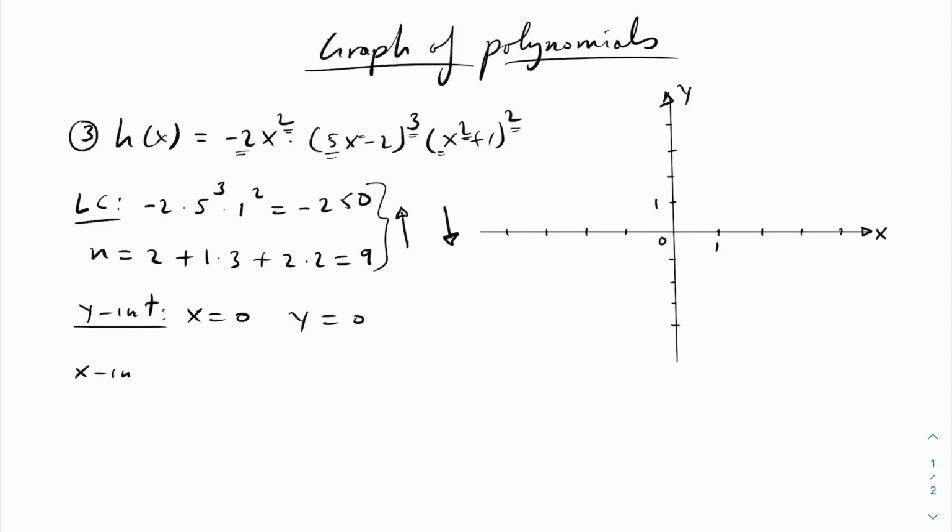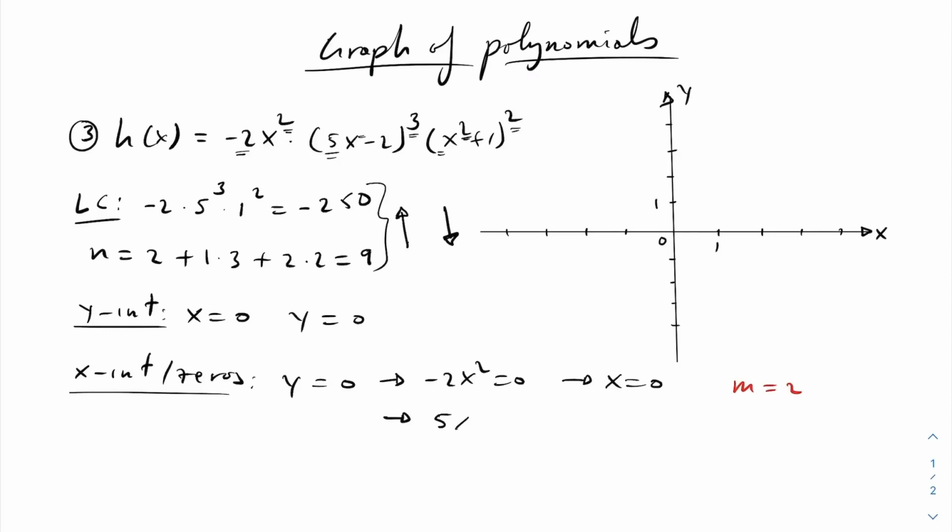And for the x-intercept slash the zeros, we need our y coordinate to be 0. So if you want the polynomial h of x to be equal to 0, we would need at least one of its factors to be 0. And so we're going to have -2x squared equals 0, which means that x should be equal to 0. And that's going to have a multiplicity of 2. Next, we're also going to have (5x minus 2) to the power of 3 equals 0, which means that x should be equal to 5 divided by 2. And that's going to have a multiplicity of 3 because the whole factor is raised to the power of 3.